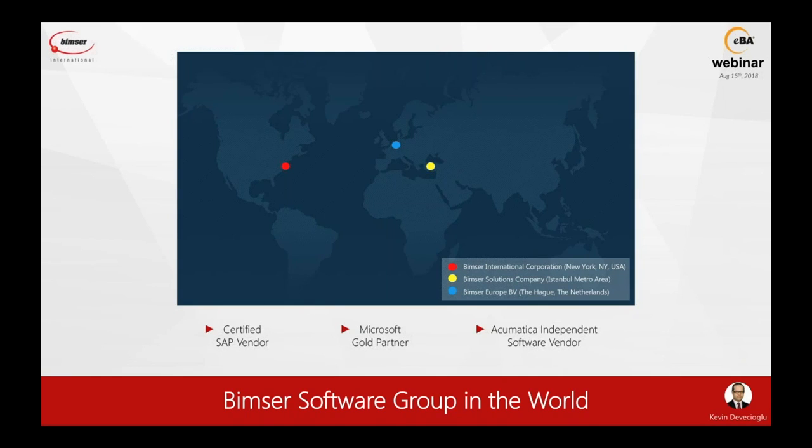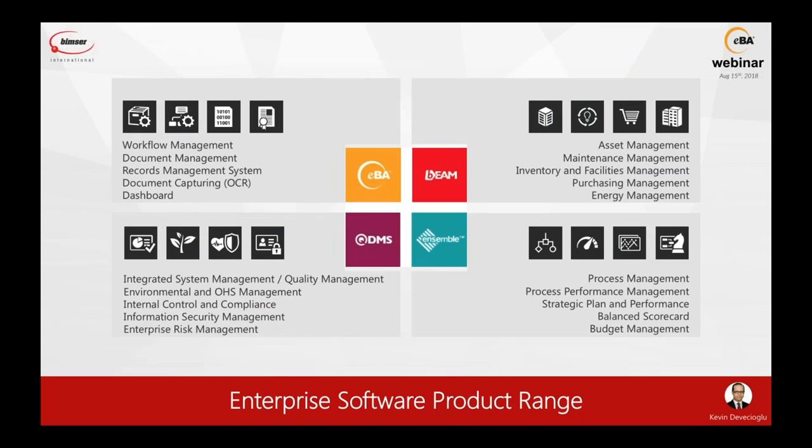BIMSER International is an enterprise software development company, and that's all we have been since 1998. BIMSER is a certified SAP vendor, Microsoft Gold Partner, and official Acumatica independent software vendor. Since 1998, we have been developing 4 products only. One of them is eBA. It is our workflow and document management platform. We have QDMS. It is for quality management, compliance management, and risk management software. It helps companies comply with ISO and BRC kinds of management standards.